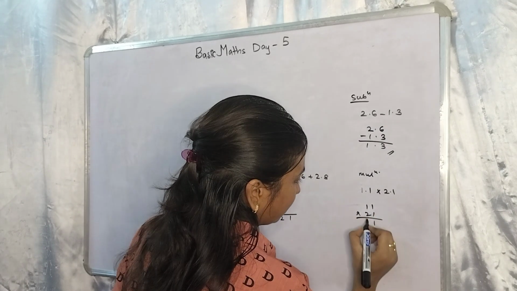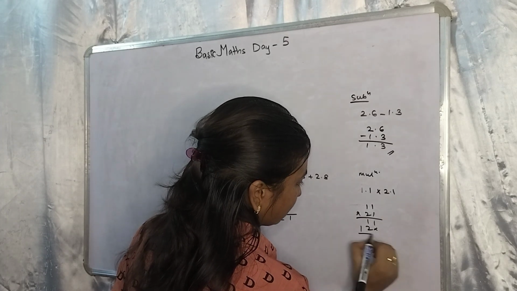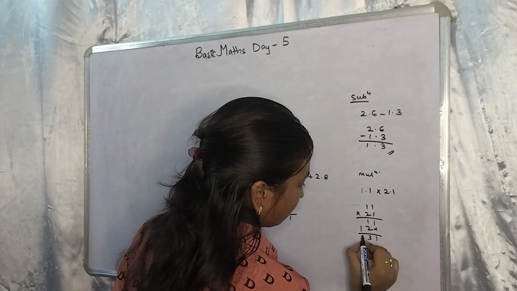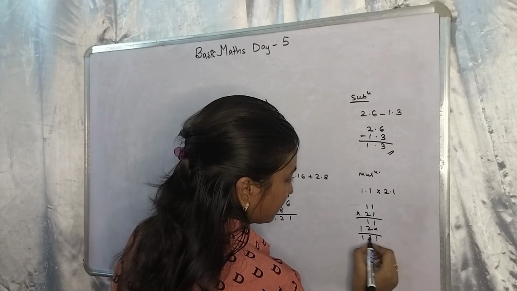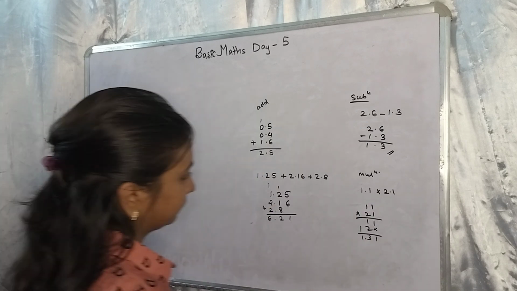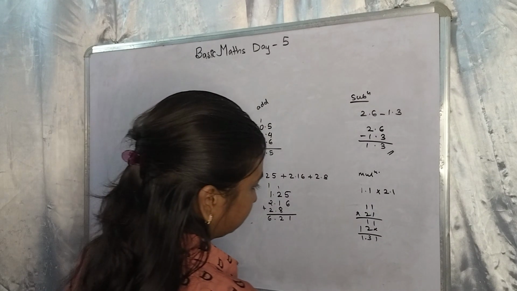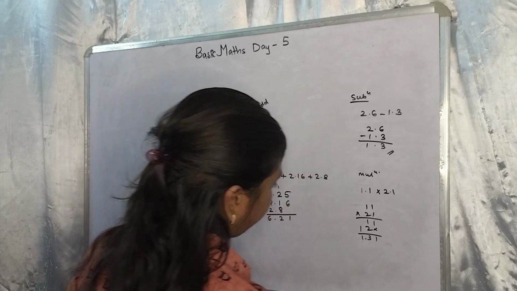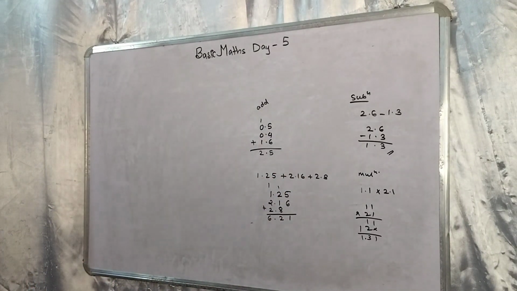Oh, sorry, there's a mistake. That is 1 ones are 1, 1 ones are 1, into 2 ones are 2, 2 ones are 2. Sorry. This is fine. So our main concept is this. This is not the main criteria.